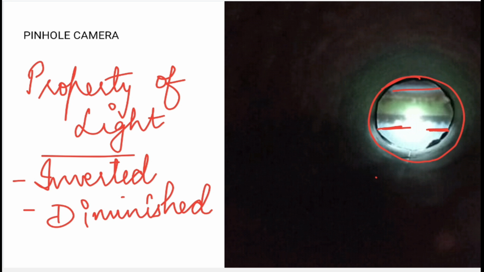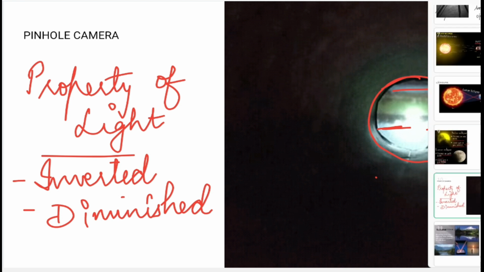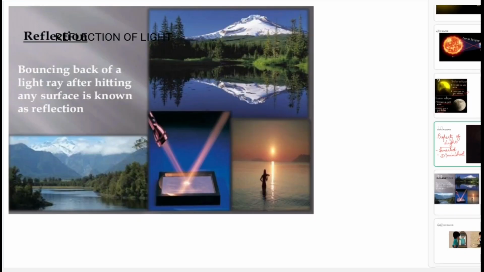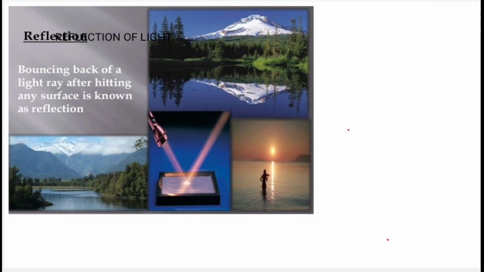This pinhole camera can be made by you by taking a cylindrical or rectangular box, putting a pinhole on an opaque object, and using a translucent sheet on another box which you have taken, and accordingly you can observe this inverted and diminished image. It's really an interesting device. You must try it.